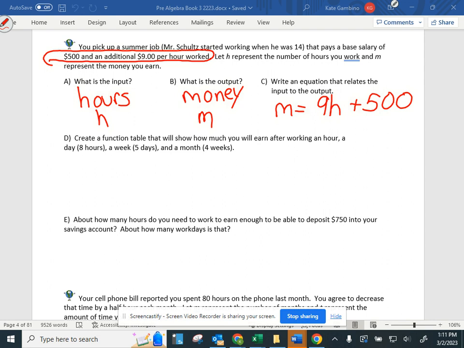So now for D, we're going to create a function table that will show how much you will earn after working an hour, a day, a week, and a month. So we're going to want to put all of these into the same format. So if my input is H, what do I need to convert my days, my weeks, and my months to? James? I need to convert them all to hours.